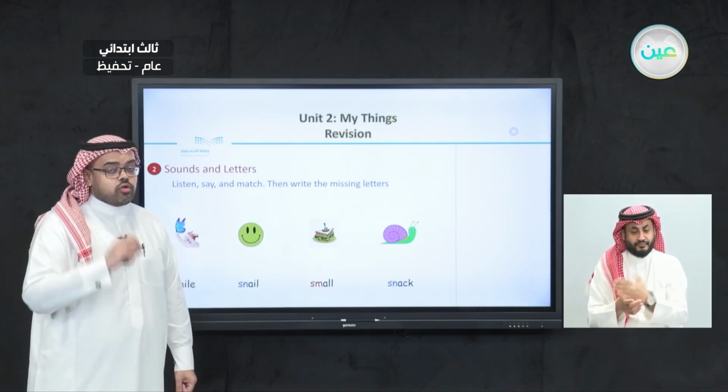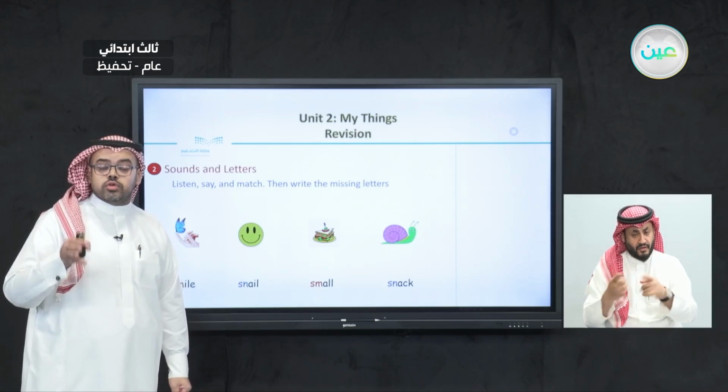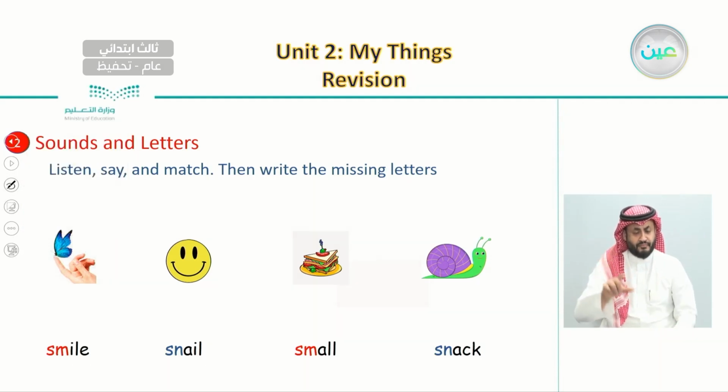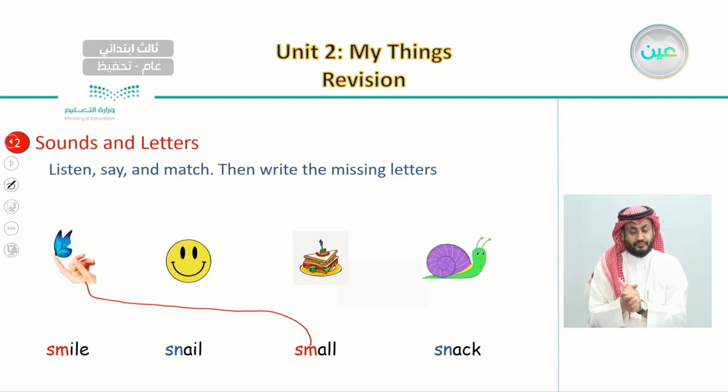You already have one solved in your books, which is small. So here we go and match the picture with the word. Why did we choose this? Because as you can see on his finger, there is a beautiful and small butterfly.